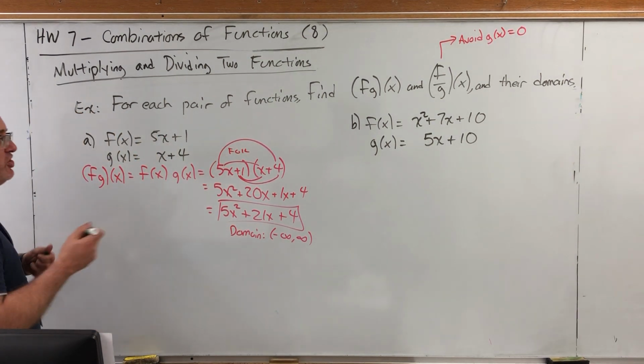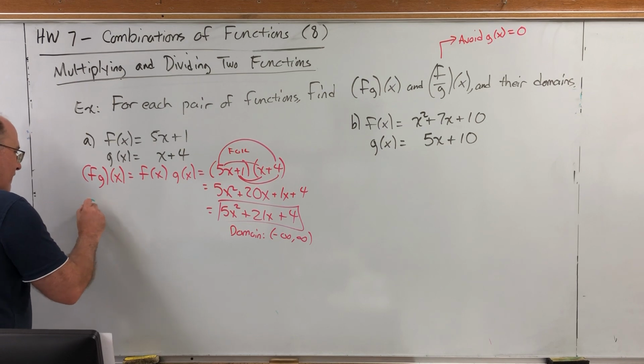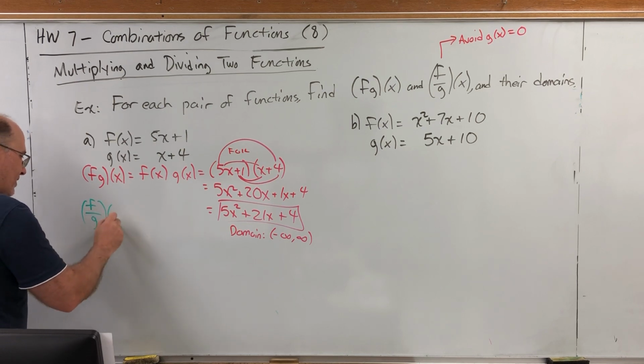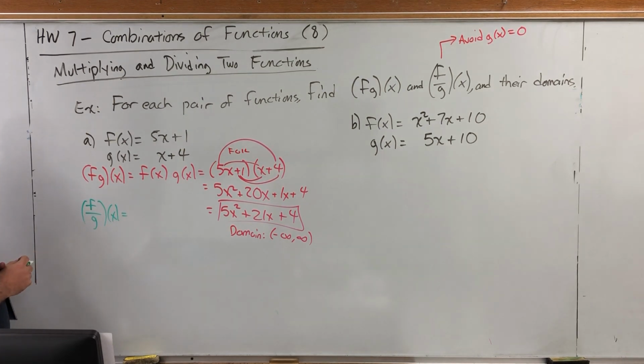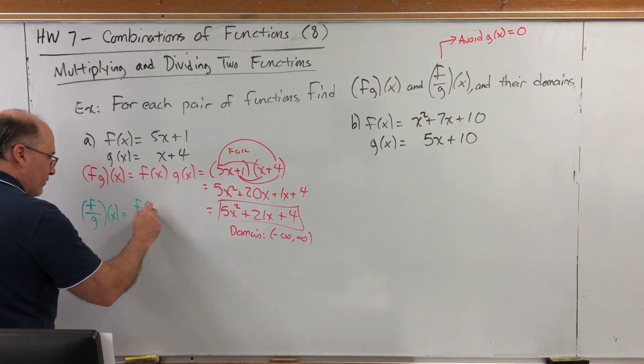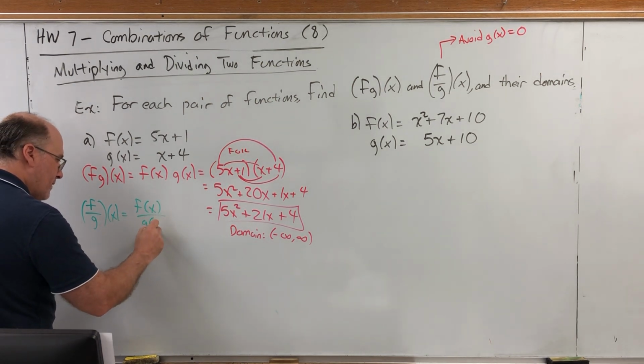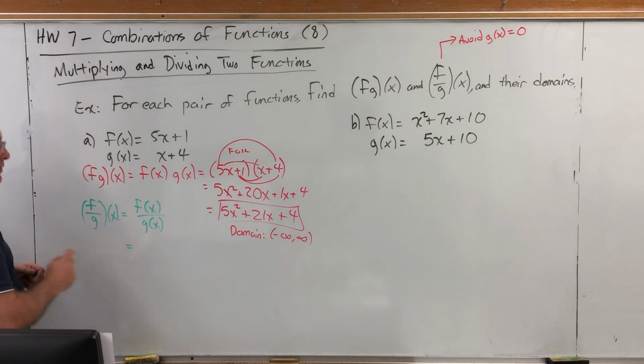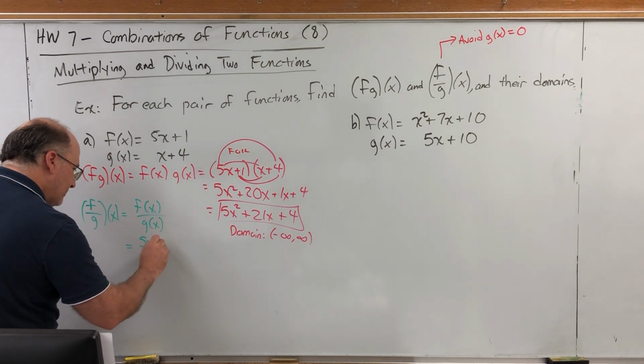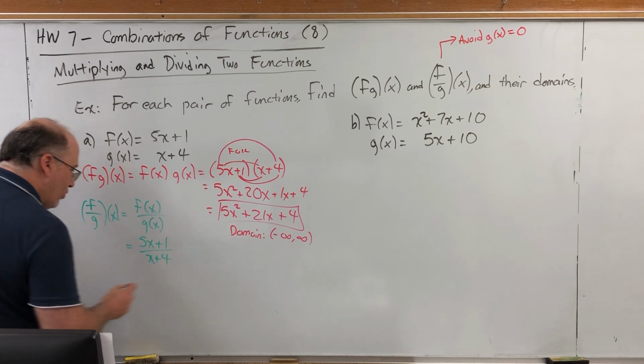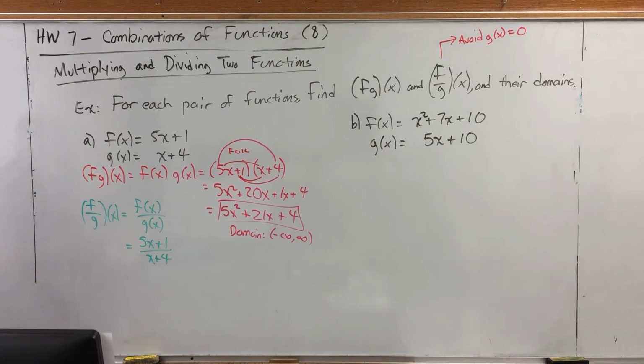But what about the division problem? f over g of x. Well, that's literally just f of x over g of x. So let's put the first function on top of the second. 5x plus 1 over x plus 4. You might be asking yourself, am I going to have to simplify this? Well, I have to cancel some stuff.